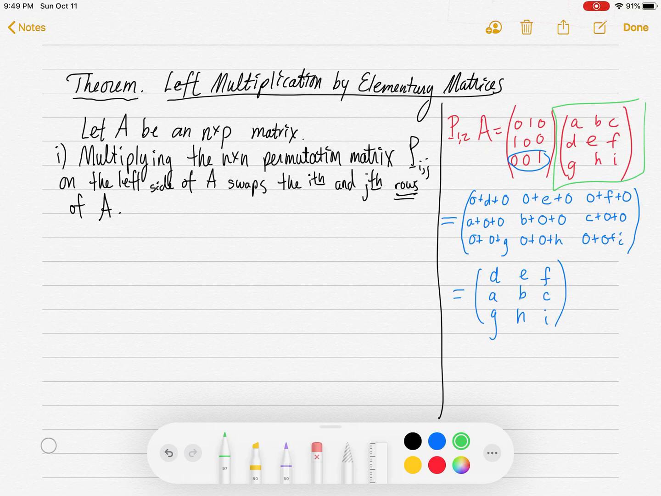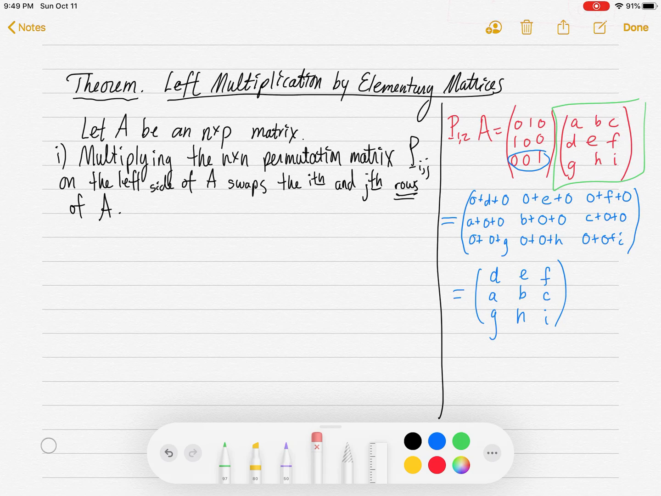Now, if you compare this to the original matrix A, let's go back and focus on A for a second. A was this guy that I'm going to make green right here. This was A right here. What's the difference between this blue matrix that we calculated and A? Well, notice that the second and the first row are swapped out. Yeah, so that's what we expected.